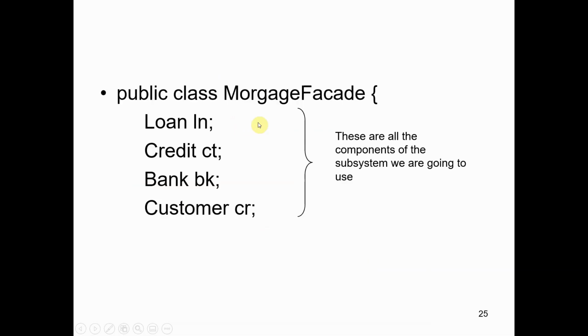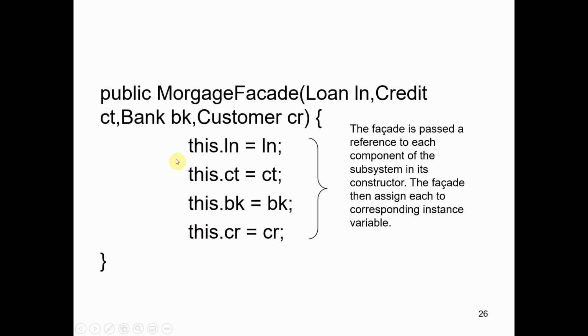Okay, let's see that first. These are all the components in the subsystem: we have a loan, credit, bank, and a customer. And this facade is passed a reference to each component in the constructor, and then assigns it to each corresponding instance variable. So this is very similar to our home theater example.